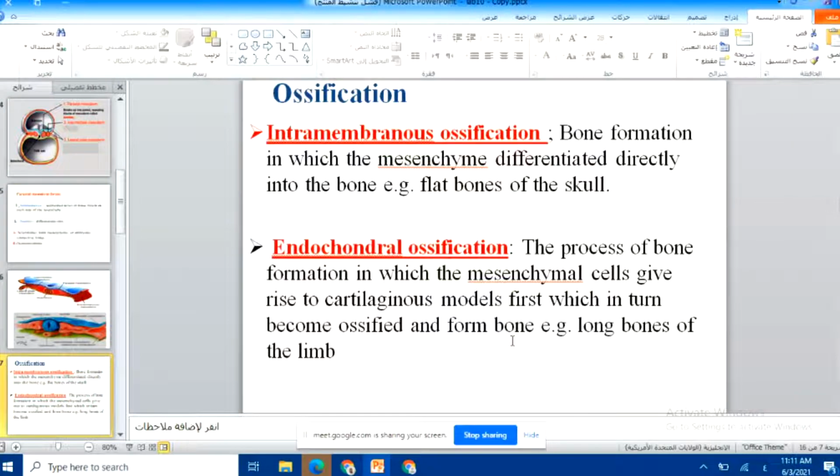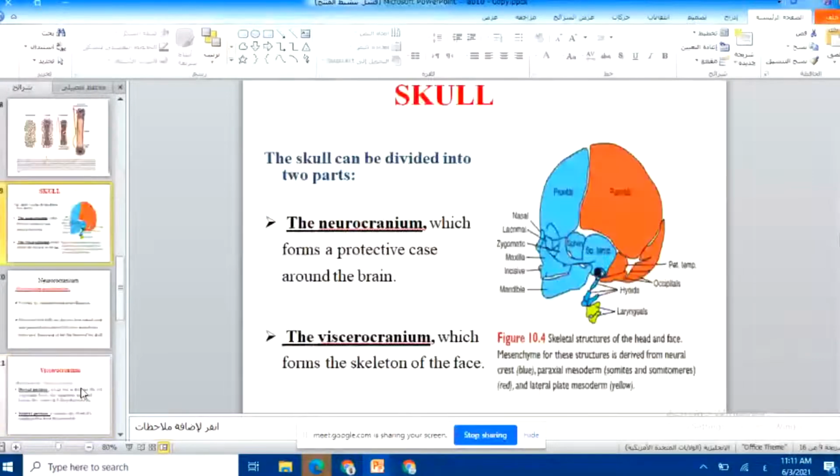What's the example for this one? The long bones of the limbs, okay? So the skull can be divided into two parts, neurocranium and viscerocranium, as we explained before. The neurocranium is the protective case found around the brain, while the viscerocranium forms the skeleton of the face.